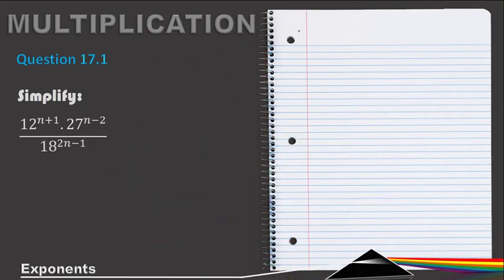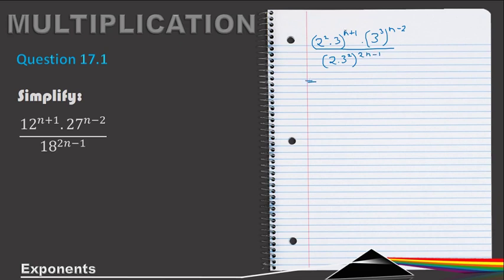So for question 17.1, we start off by prime factorizing. So 12, that's 4 times 3, which is 2 squared times 3. And then to the power of n plus 1, times by 27, that is 3 to the power of 3, to the power of n minus 2 all over 18, which is 2 times 9, so it's 2 times 3 squared to the power of 2n minus 1.